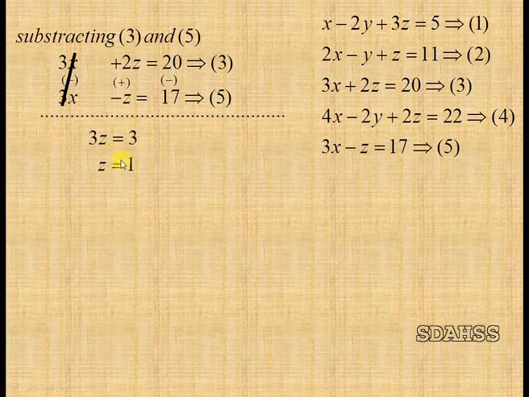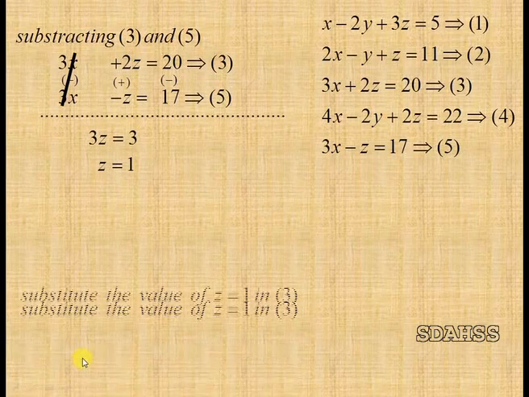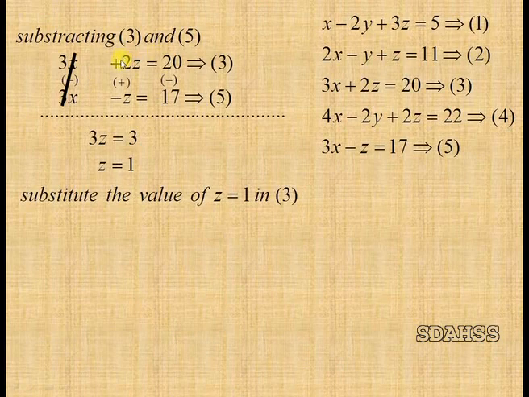So z is equal to 1. You bring this to the other side, it comes under the division. So 3 by 3 is 1. So z is equal to 1. Substitute z is equal to 1 in any one of the equations, either the third or fifth equation. So I am going to substitute z is equal to 1 in the third equation.